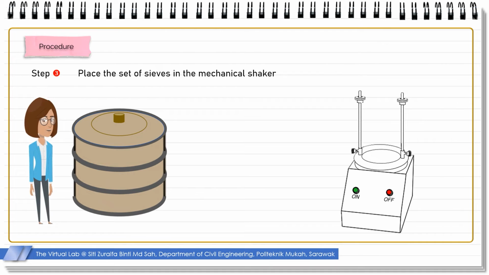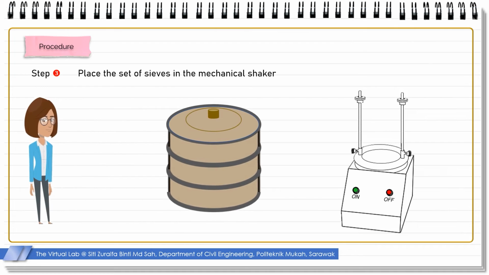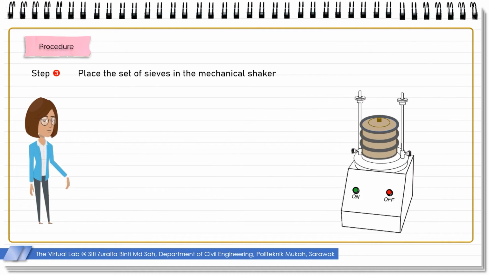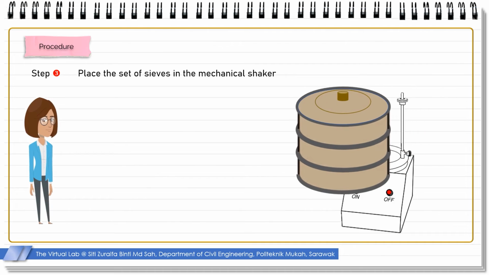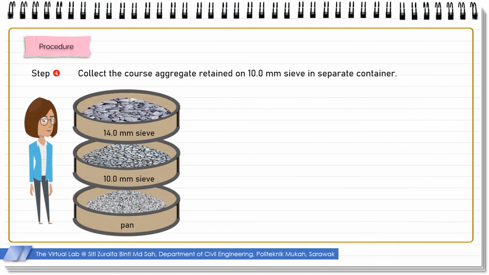Step 3. Place the set of sieves in the mechanical shaker. Sieve the material around 10 minutes. Step 4. Collect the coarse aggregate retained on 10.0 mm sieve in separate container. It means the material used is aggregate passing a 14 mm sieve and retained on a 10 mm sieve.